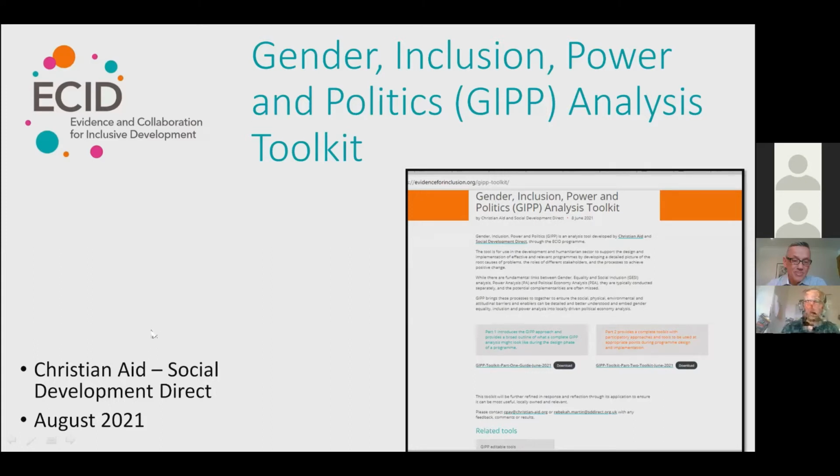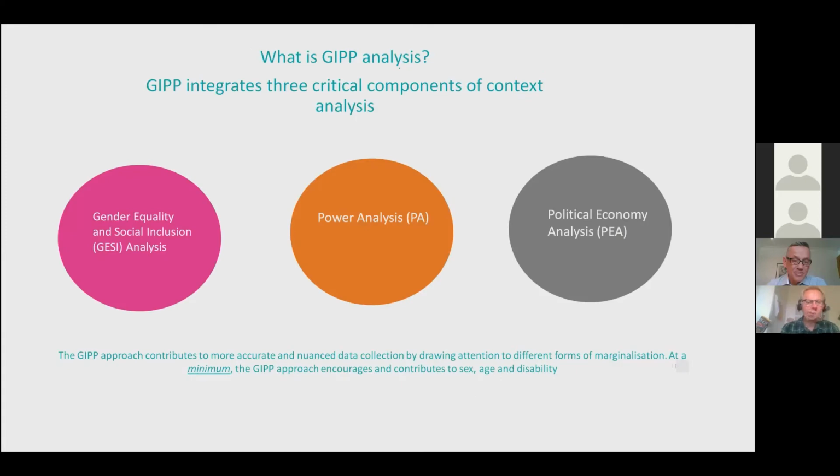But what is it? So let's look at what is the GIPP and why the GIPP. If we can just look at the next slide. Thanks, Rebecca. So as Seth already told us, it's an integration of 3 critical components of context analysis. We're really trying to bring gender equality, social inclusion analysis, or GESI analysis, power analysis and political economy analysis together, and bring them together into one useful and easy to use guide. That was the plan, and hopefully we've achieved that.